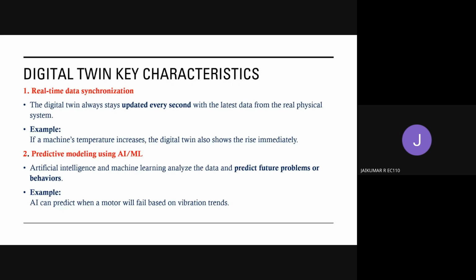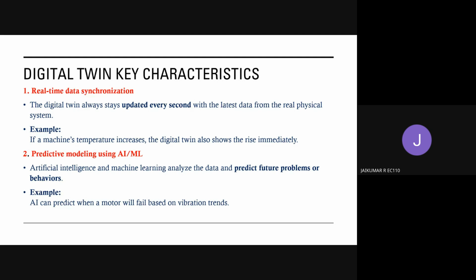And the next one is predictive modeling using AI/ML. The data can be extracted from the system to the digital copy or digital twin by using sensors. And after we get the sensor data from the physical machine, we need to process the data, and the AI/ML model is going to take some decisions.